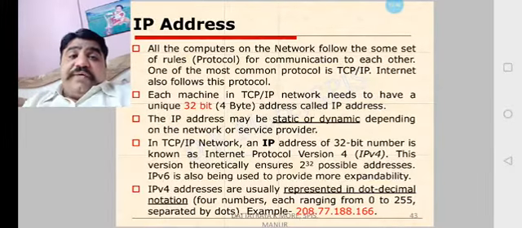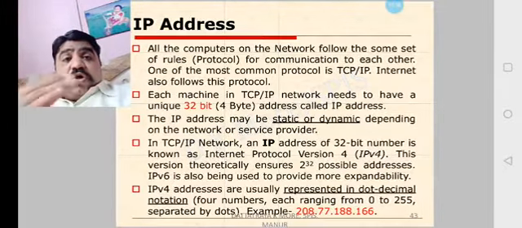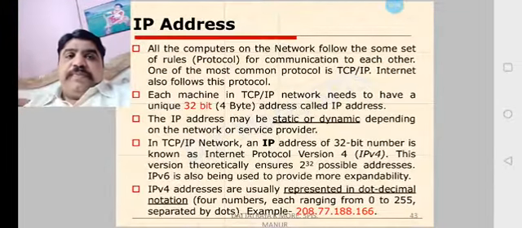For example, you can see in red color it is shown there, 208.77.188.166. Each number never crosses 255. It is always in the range of 0 to 255.